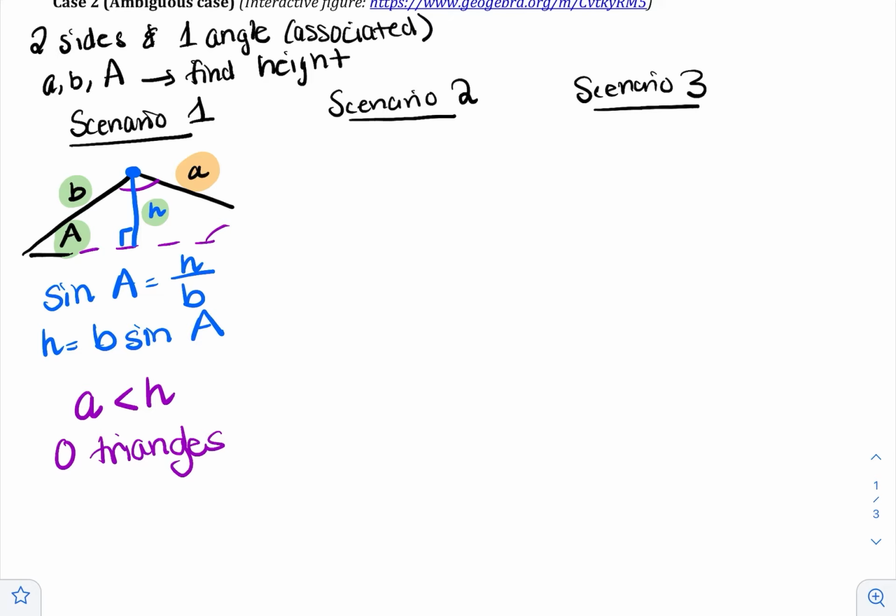Why is that? Side A needs to connect to the bottom of the triangle. It needs to close the triangle. But if A is less than the height, it's never going to be able to touch the bottom. You can think about it like a little T-Rex arm, like the T-Rex is trying to reach, but it just can't. It's not long enough, because you are trying to create a closed triangle, otherwise it's not a triangle. If A is less than h, it's impossible to do that. This side won't ever touch the bottom, so you will have 0 triangles.